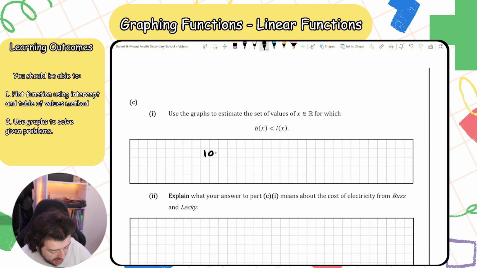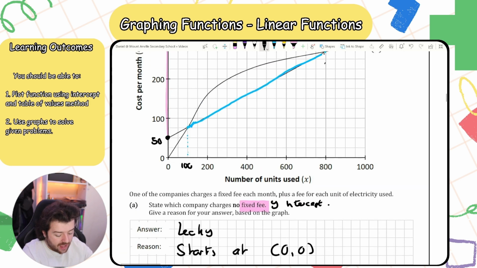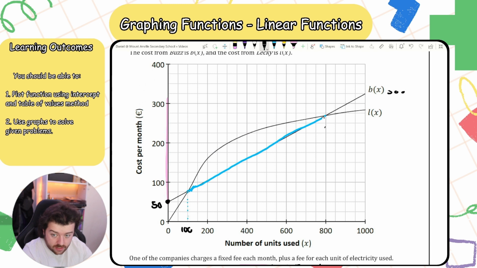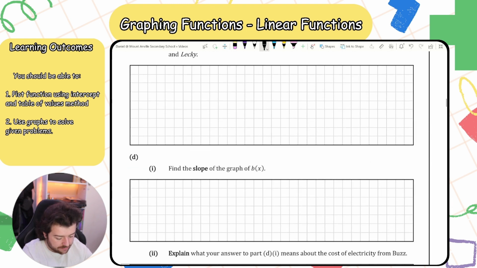So when x is greater than 100 but less than 800, that is when Buzz is less than Lecky, right? So when my x value is greater than 100, so it goes this way, but it's less than 800, that is when it is less than.